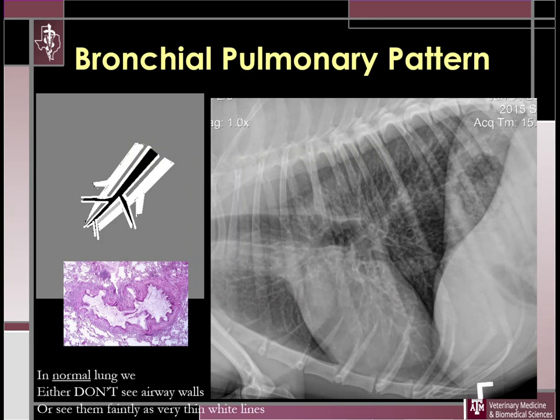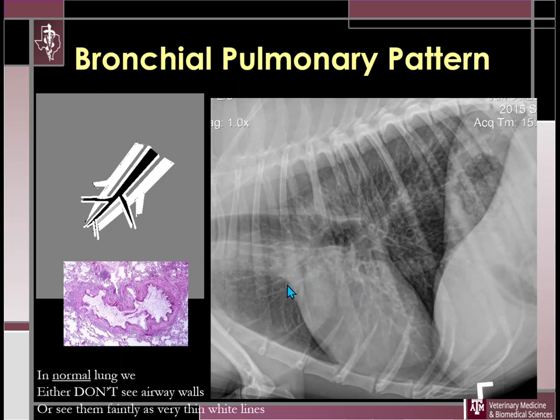So with the bronchial pattern, in the normal lung, we don't really see the airway walls, or we may see them as just very faintly thin white lines. In a bronchial pattern, we're going to start seeing thickening of that bronchial wall, and it will show up as all of these parallel white soft tissue opaque lines, and or encircling, like if we're looking at them end on, we'll see all these donuts.